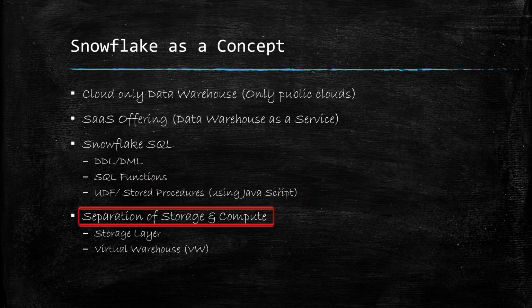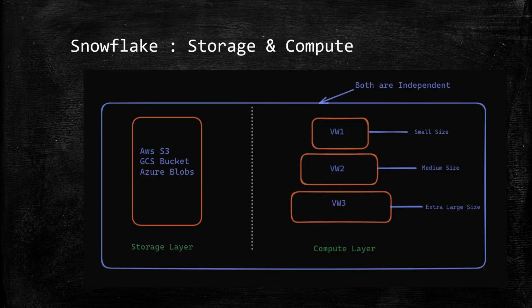Now, the most important feature, or I would say the concept available in Snowflake, is that they have separated out the storage and the compute part. Both are separated, both are totally independent. So if you want to scale up the compute layer, you can do that independently of the storage layer, and vice versa. Now if we talk about the storage layer, it holds data, tables, and the query results.